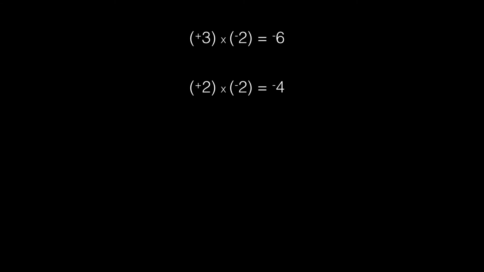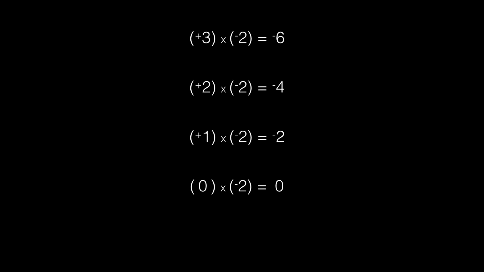Students can use a chip model to explore another problem, such as positive 2 times negative 2, and get a result of negative 4. Likewise, they can look at positive 1 times negative 2, and with chips, they can see that they'll get a result of negative 2. Also, with students who understand the zero property of multiplication, 0 multiplied by any number gives a final result of 0.